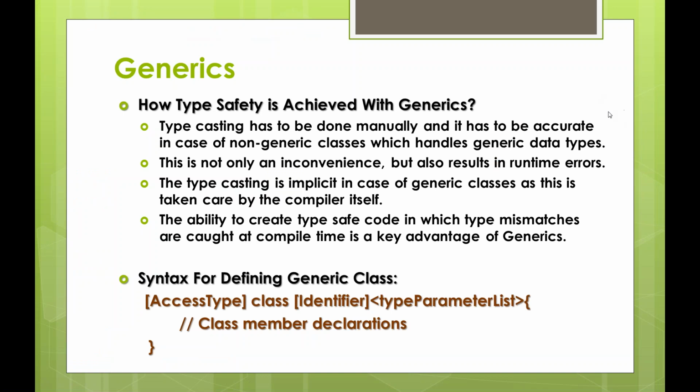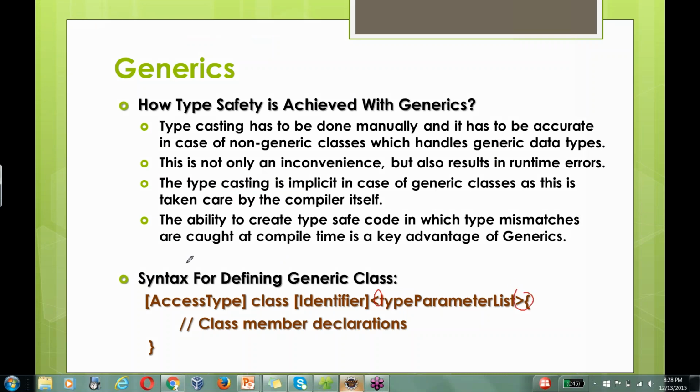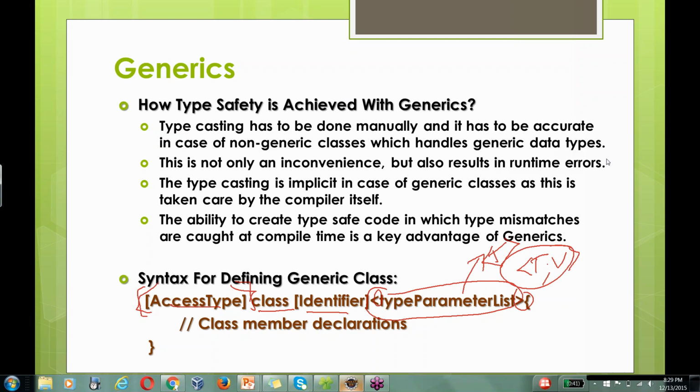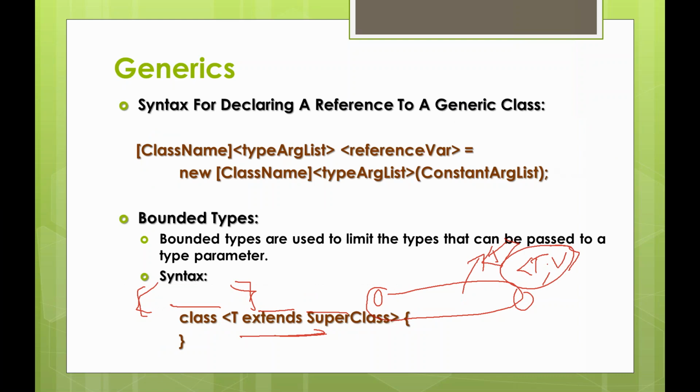So here we have the syntax for defining a generic class. Since this will clash with whatever I used, I have used square brackets. Access type, class, identifier, and then we specify the type parameter list. For the first one we specified only one, and for the second class we specified two. Yeah, what is that, Kavita? You are saying yes. Okay, fine. And then we declare the class members.